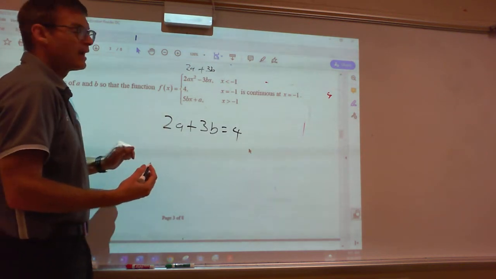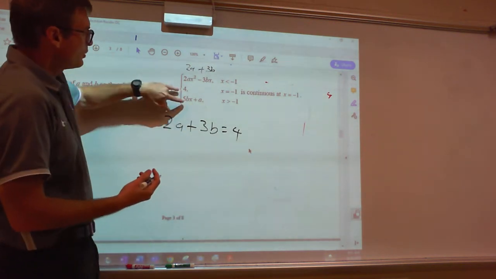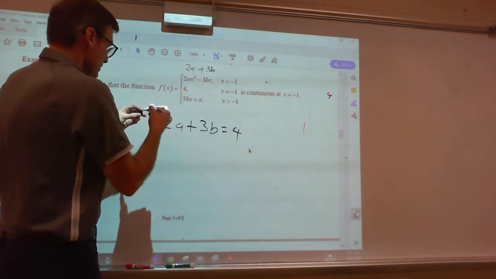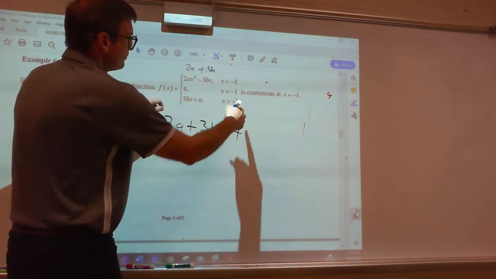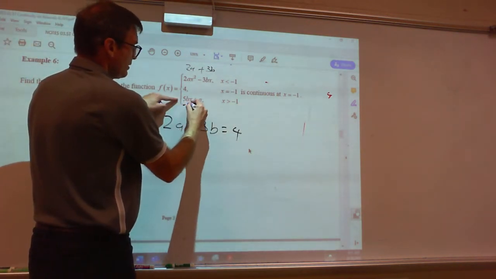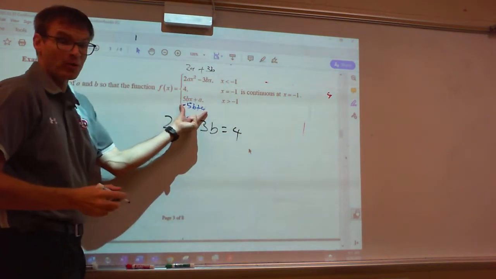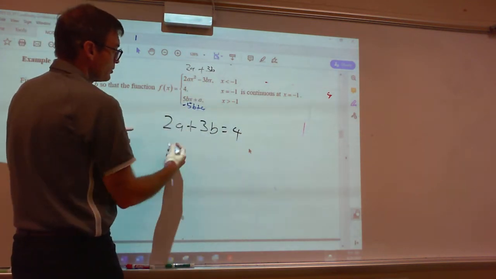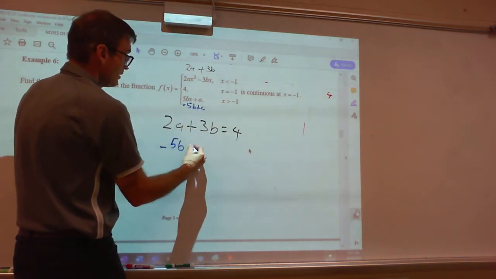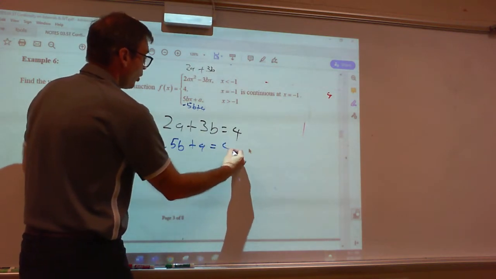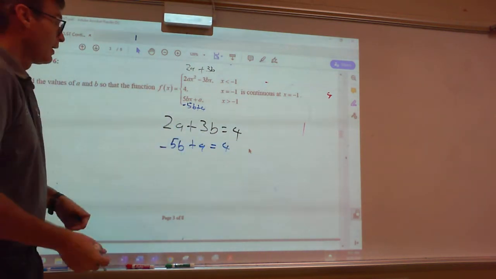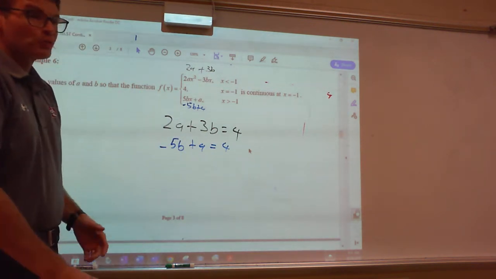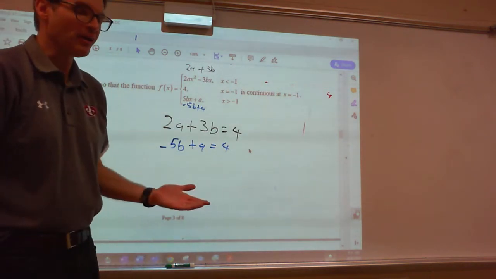All right? And then, let's look at my last two functions. When I plug -1 into this thing in the bottom, that's going to give me -5b plus a. That's effectively my y value. And I know this y value has to equal this y value, so I get my second equation, which is going to be -5b plus a also equals 4 because this has to equal this. And now I have my two equations and two unknowns, and we have to solve for a and b.